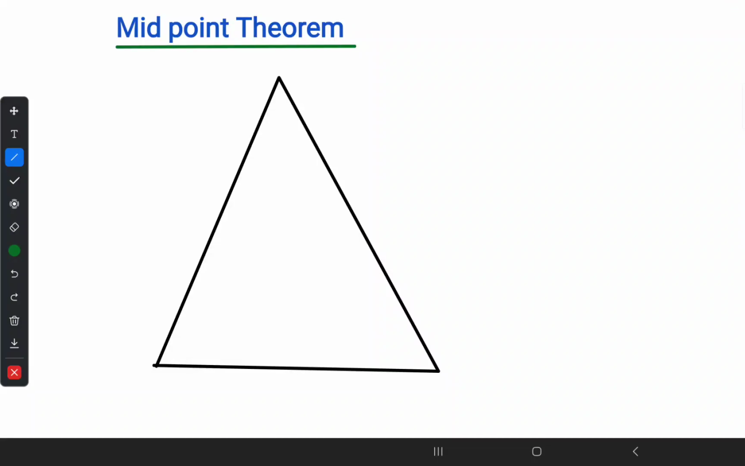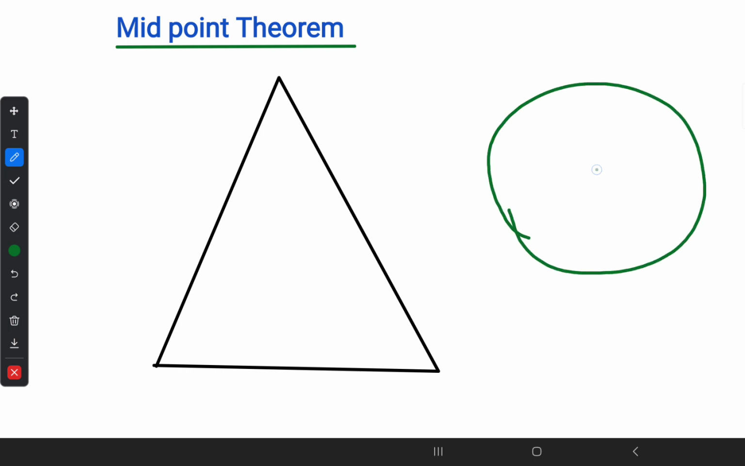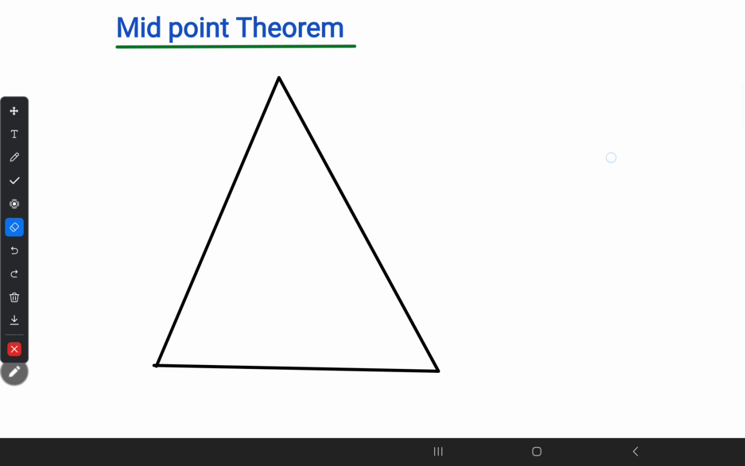What is meant by the midpoint theorem? Midpoint means usually in circles we are familiar with the term called midpoint. So midpoint or center of the circle means that is the origin of that circle. But in triangles also we are having the midpoints. So what is happening in the midpoint theorem is you have to find the exact midpoint of a particular side.